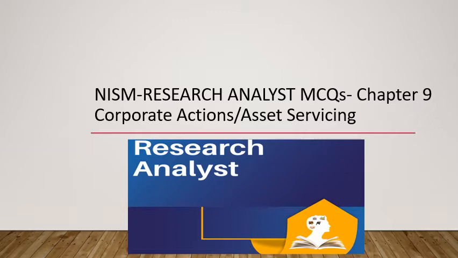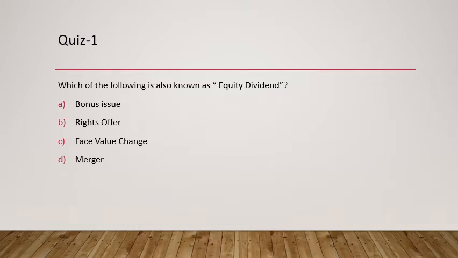So in this particular video, I'm going to take you through 20 questions related to chapter 9, which are exclusively in context of this particular module. So I will be taking up one question each, and then we'll go up till the 20th one. So let me start by sharing the first question with you, which is: which of the following is also known as equity dividend, which means you are getting dividend in form of an equity.